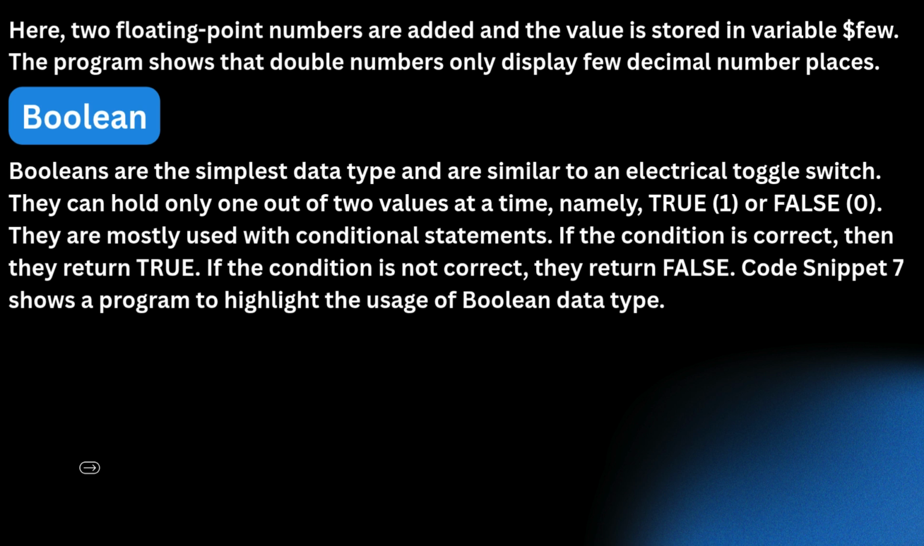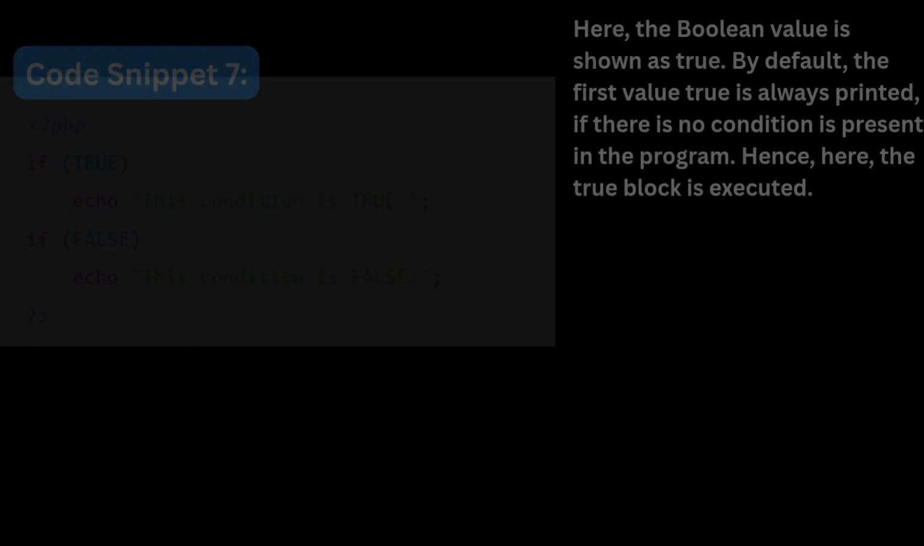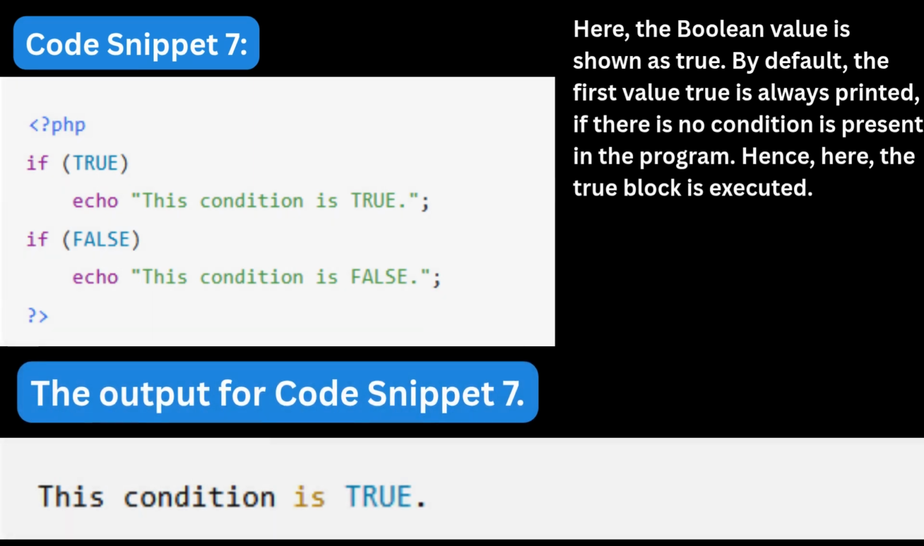As mentioned in the image, Code Snippet 7 will demonstrate a small PHP program that shows how Boolean values are used in action, helping you understand exactly how true and false control the flow of a script. Now, let's move on to Code Snippet 7, which clearly demonstrates how Boolean conditions work in PHP. In this simple example, two if statements are written one after the other. The first line checks the condition if true, and the second checks if false. Inside each block, there's an echo statement, which is used to display text on the screen.